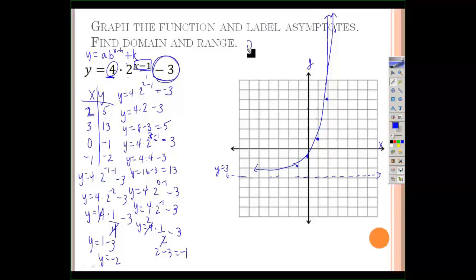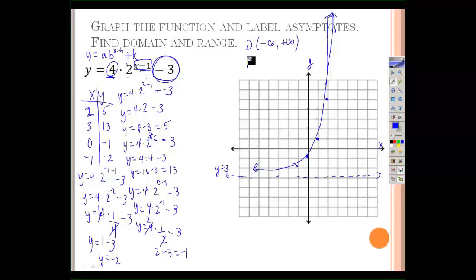Now remember, domain is anything to the left and right, from smallest to biggest. Now, I see that it goes to the left forever, and it'll actually go to the right forever too. It'll be a really, really big number, but it will go to the right forever. Okay, it's continuous. So I'm going to say the domain is from -infinity to +infinity. Okay, it's all real numbers. There's no gaps, there's no nothing, okay, from left to right.